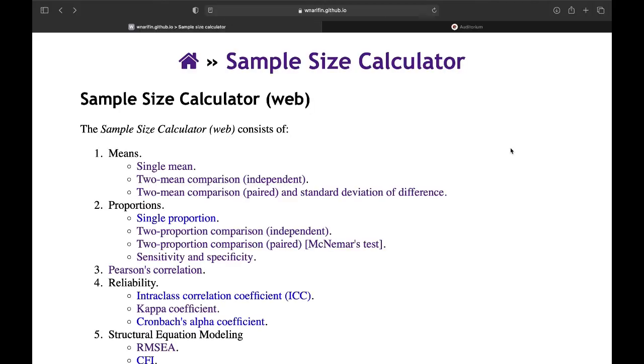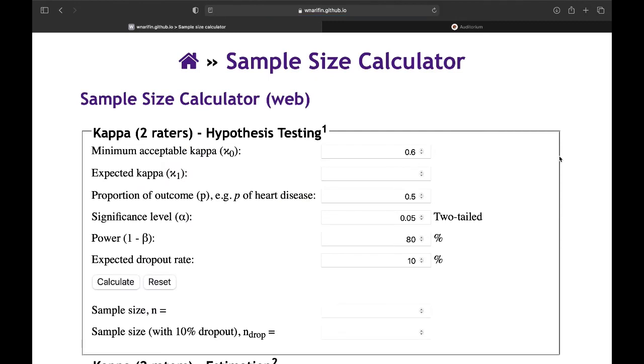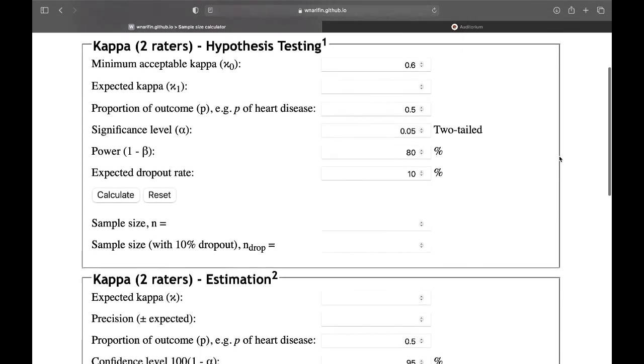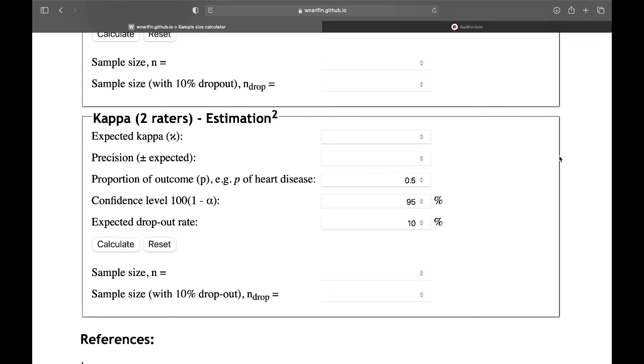Let us explore a few other calculators. Like if somebody wants to estimate agreement in their study by using two different tests, you can calculate agreement statistics, that is known as kappa coefficient. So if we want to estimate how much sample size is required to estimate kappa, there are two calculators here. One is hypothesis testing and the other is kappa estimation. So first let us calculate sample size to estimate kappa.